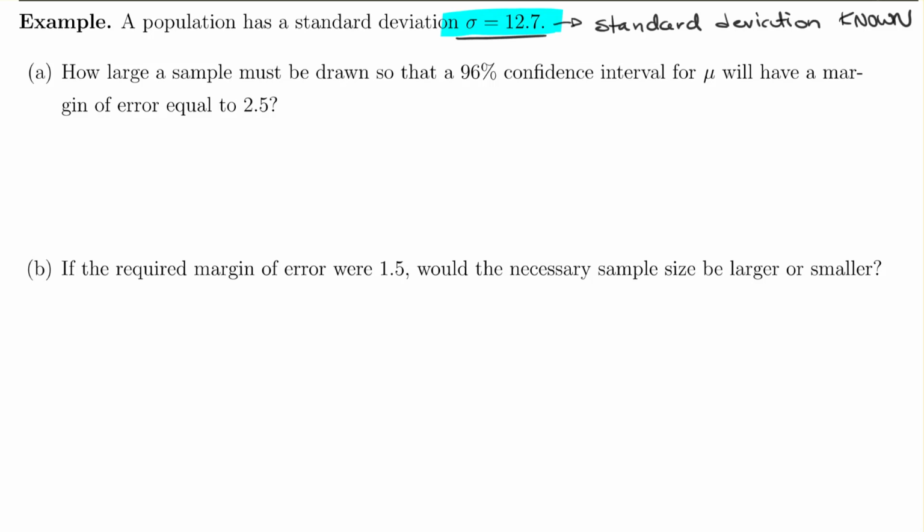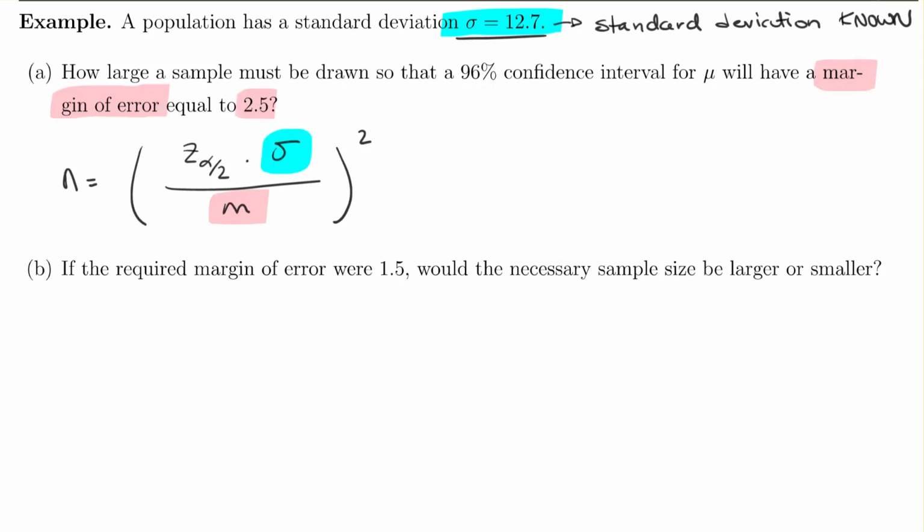It says how large of a sample must be drawn so that a 96% confidence interval from you will have a margin of error equal to 2.5? Well, first things first, identify the correct formula. If you look back in the notes for the correct section, the formula that applies here is the sample size is equal to Z alpha over 2 times sigma divided by margin of error, squared. And of course here, since we're getting a value, no matter what the decimal is, we round up to the next digit for our sample size.